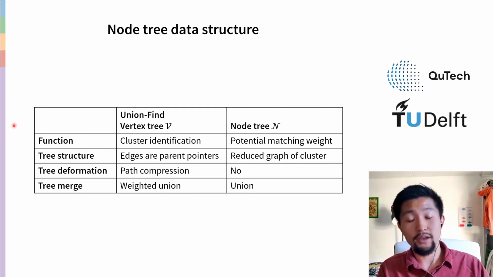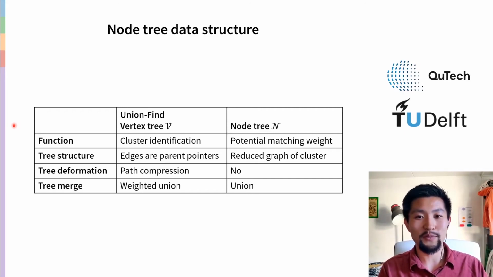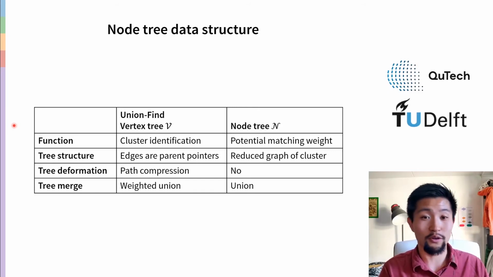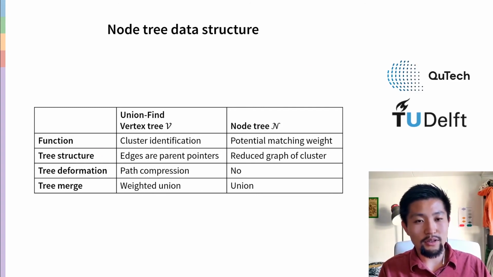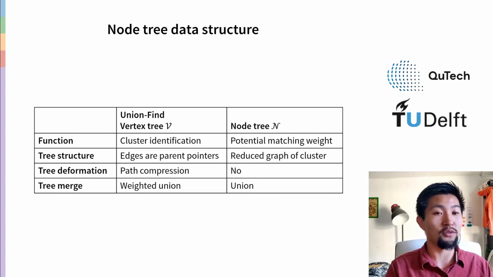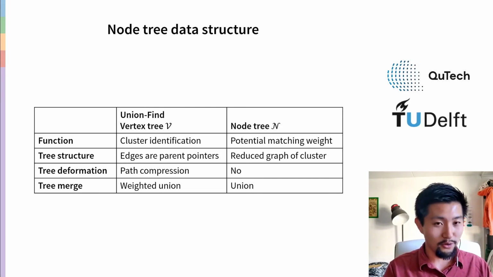In the tree structure of the vertex tree, the edges, or pointers, actually, are parent pointers. They exist for cluster identification. Whereas in the node tree, the edges of the tree might be one edge, or they might be multiple edges in the graph representation. So the node tree basically is a reduced forest of the graph representation of a cluster.